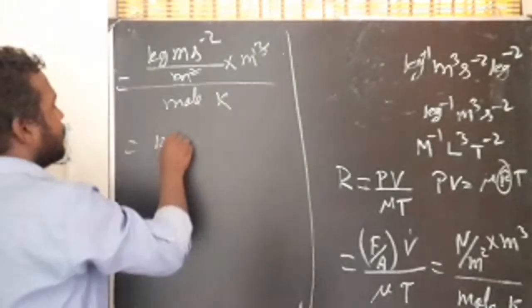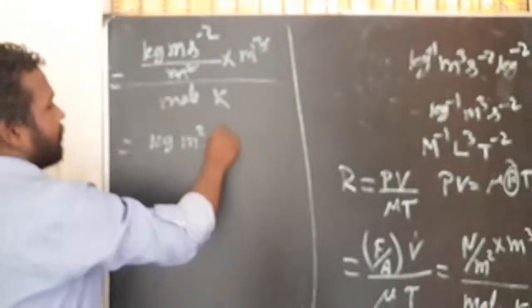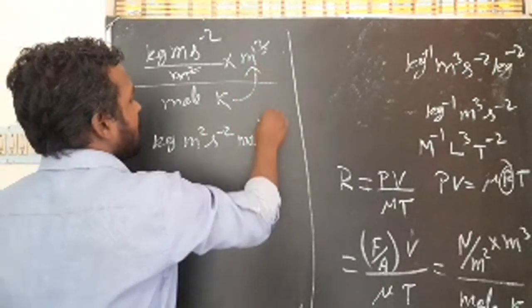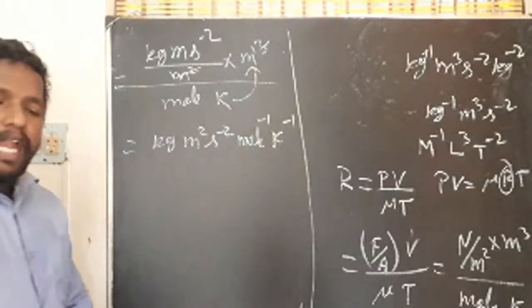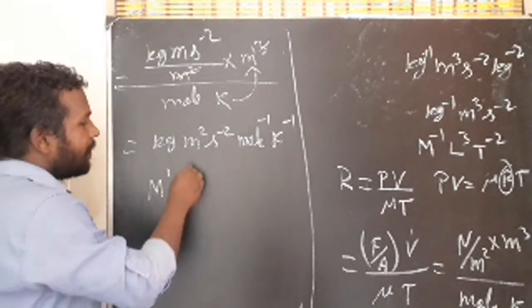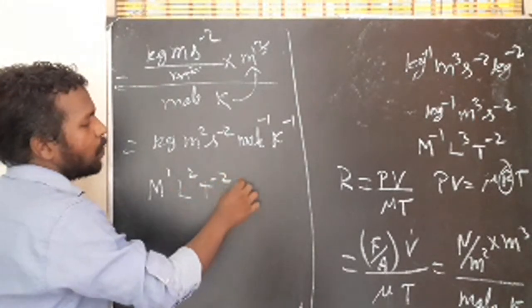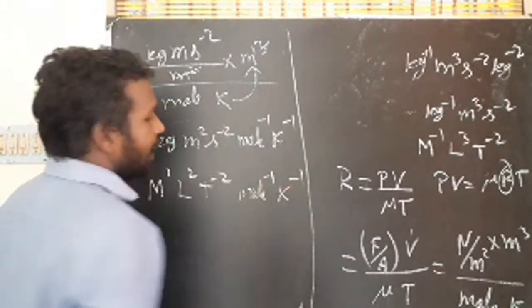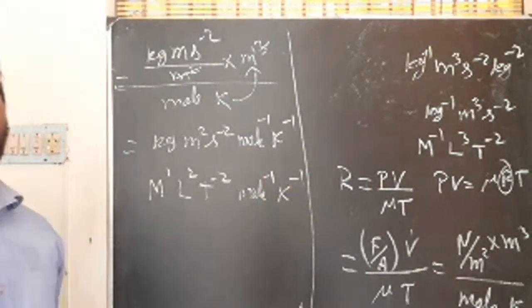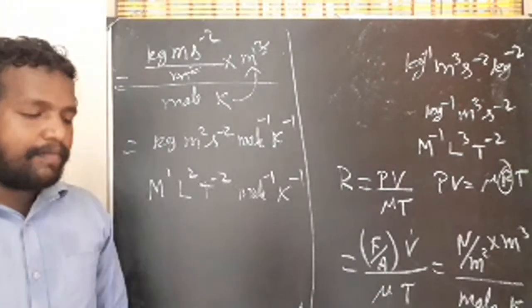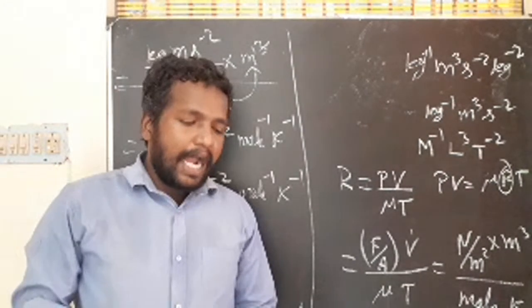So kg meter square second minus 2. Taking the denominator to the numerator, mole inverse Kelvin inverse. Now what is the dimensional formula? M power 1, L power 2, T power minus 2. You can write mole and Kelvin as they are, because they are fundamental quantities. That is the universal gas constant. Then we are going to do the permeability and the permittivity.